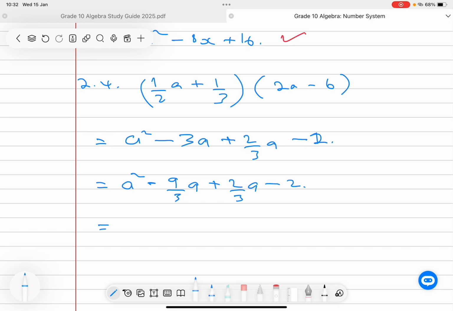Going down here, we then still have an a squared, and here it becomes a simple fraction to work with, because I keep my LCM as a 3 here. Then I'm going to say negative 9 plus 2, which really will give me a negative 7 over 3a. Then I'm having a negative 2.